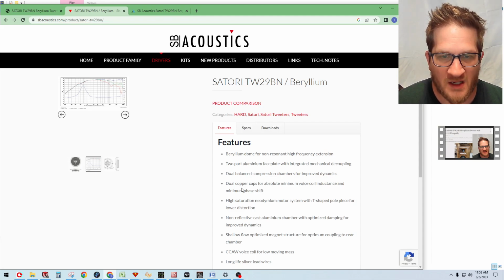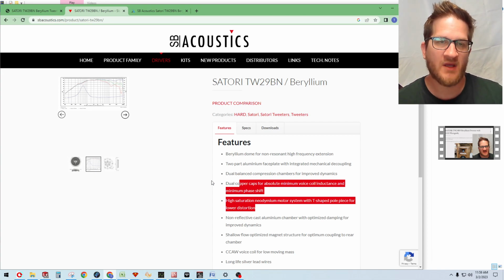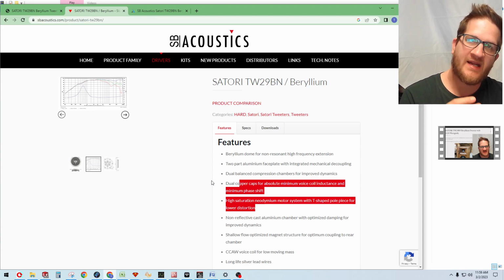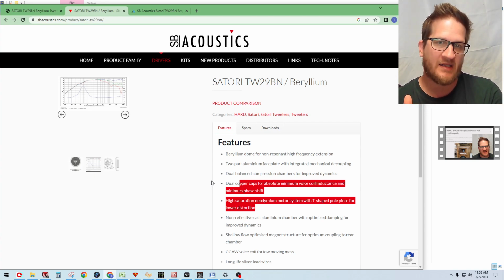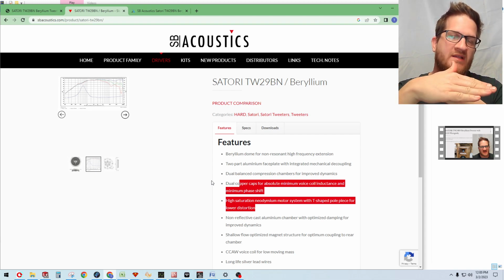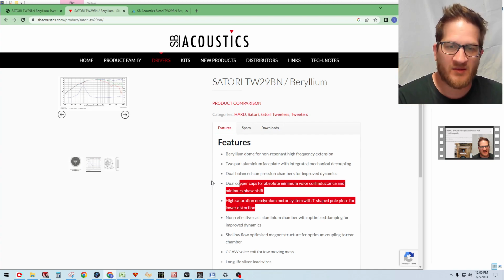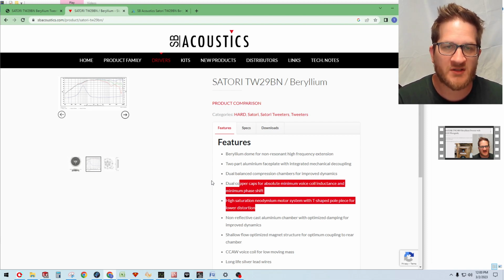So we have dual copper caps for minimum voice coil inductance and minimum shift, and then it has a T-shaped pole piece. So anytime you see these features, basically what they're trying to achieve, you have the motor, you have the magnetic field that's in the magnetic gap, and then you have that voice coil that's in that magnetic gap. And so when that voice coil moves out of the gap, what you want is the same motor strength regardless of the position of that voice coil. And so what that's going to do is create a very low distortion driver.